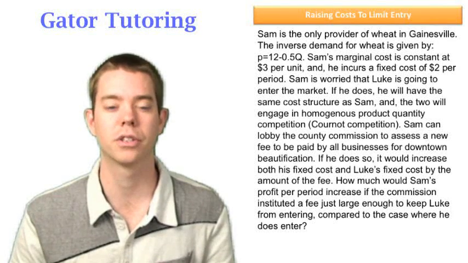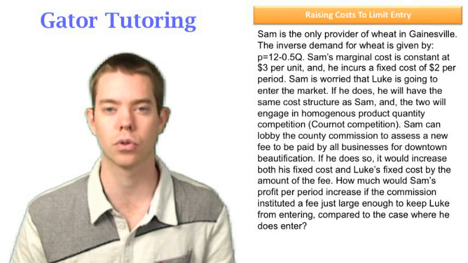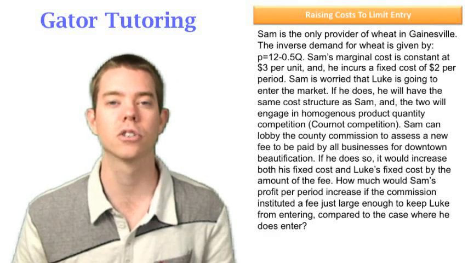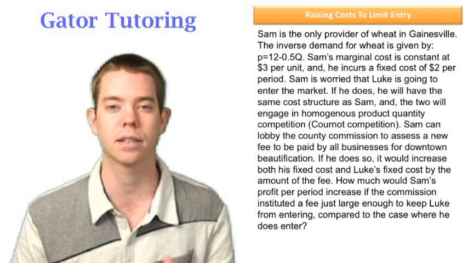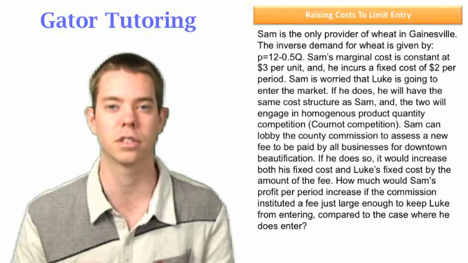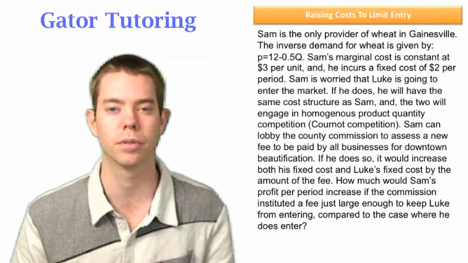It tells us a story about Sam. He's the only provider of wheat in Gainesville. It gives us his inverse demand, his marginal cost, and his fixed cost. And it tells us that right now he's worried that Luke may enter the market. And if Luke enters, he'll have the exact same cost structure. So the same fixed cost, the same marginal cost. And they'll engage in quantity competition or Cournot competition.